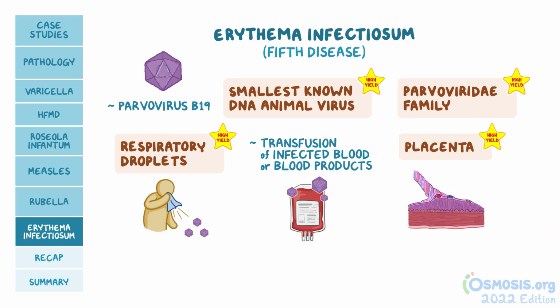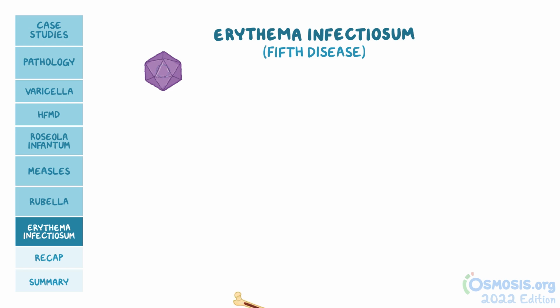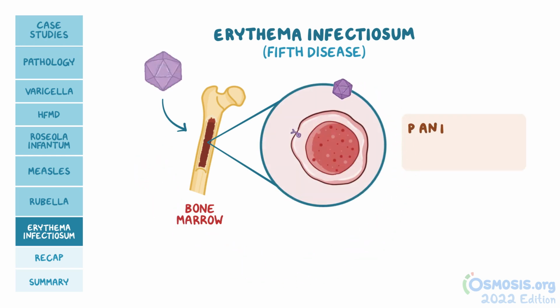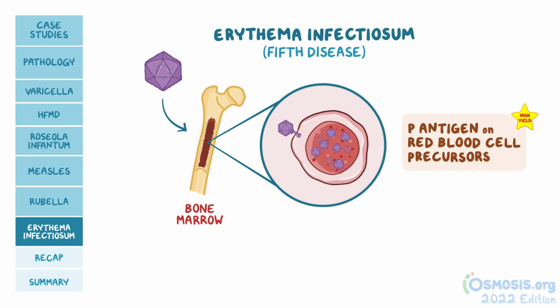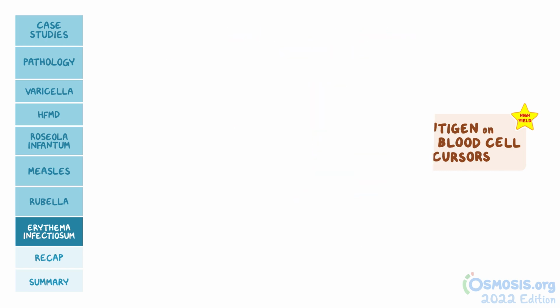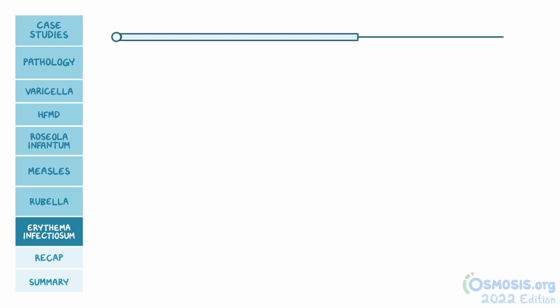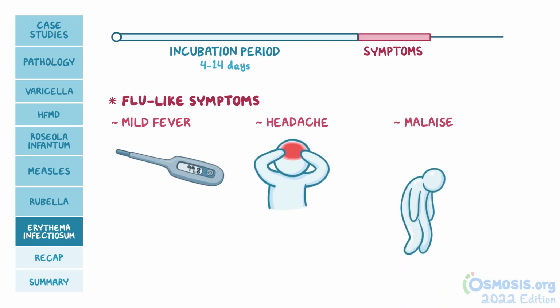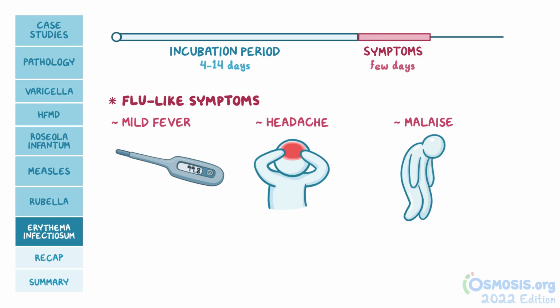Now, once inside the body, the parvovirus B19 travels to the bone marrow, where it binds to the P antigen on red blood cell precursors, infecting them. Now, erythema infectiosum has an incubation period of 4 to 14 days, after which symptoms develop. Typically, the virus causes flu-like symptoms like a mild fever, headache, and malaise, which can last for a few days.